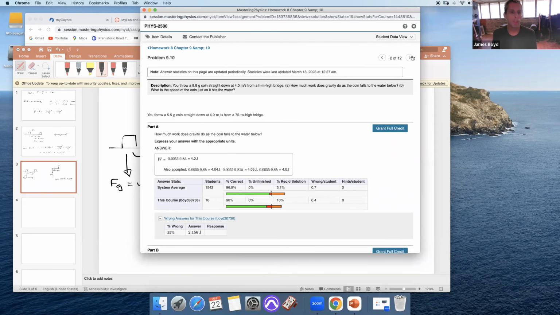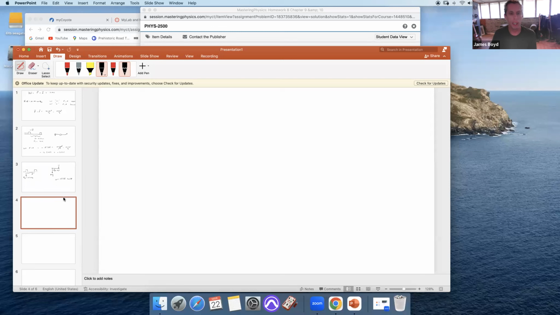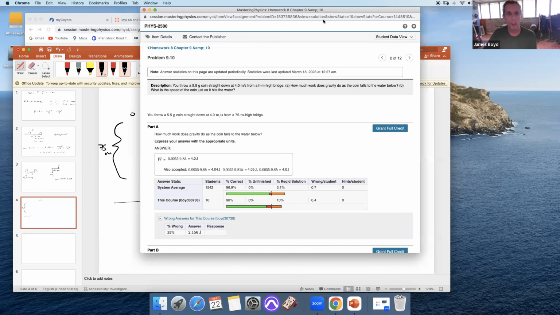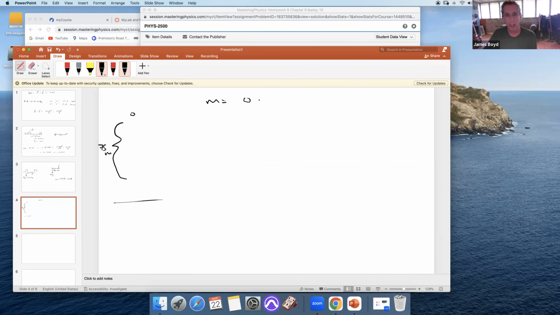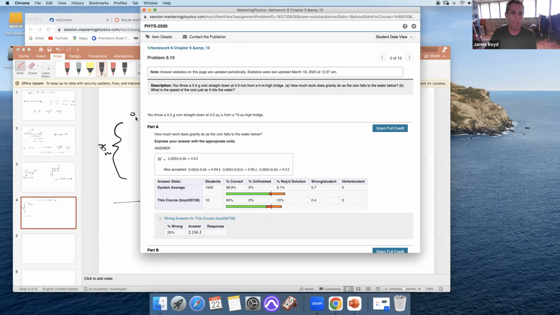All right. You throw a 5.5 gram coin straight down at 4 meters per second from a 75 meter high bridge. So now we're going to have a 75 meter high bridge. The mass of our coin is 5.5 grams, or 0.055 kilograms. And we're going to throw it with an initial velocity downward of 4 meters per second.